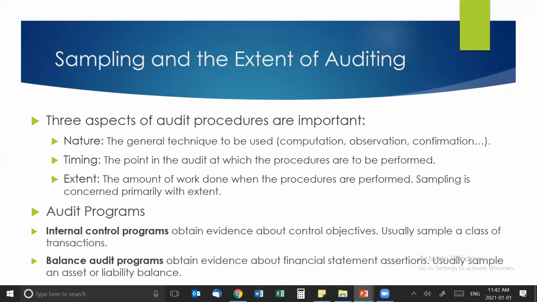And there's two types of audit programs where we're going to do sampling and audit procedures. First, the internal controls, right? So we're going to select a sample of what to audit when doing internal control testing. And then when we're doing substantive testing, looking at the balances, we would sample an asset balance or liability balance, but not every single transaction in there.